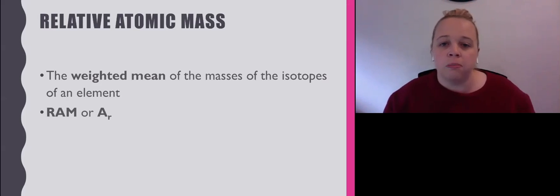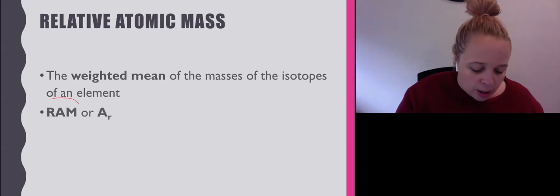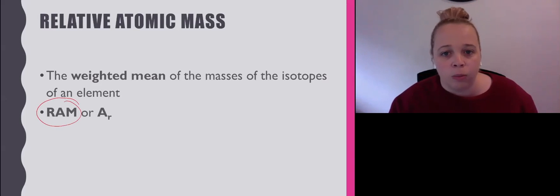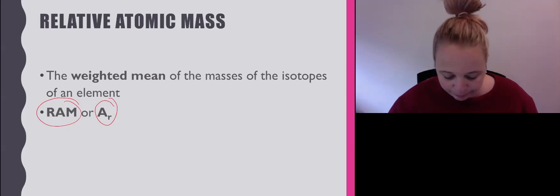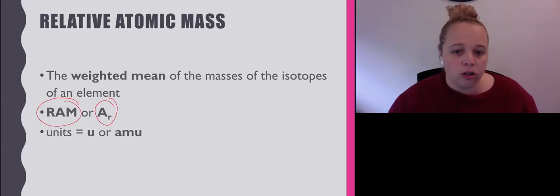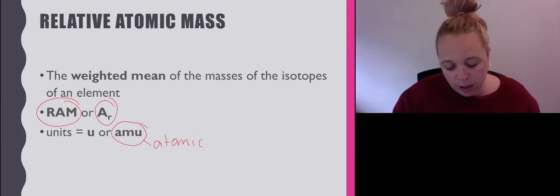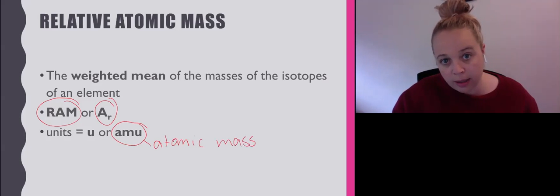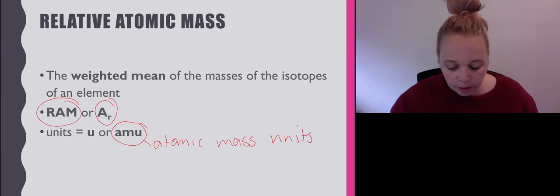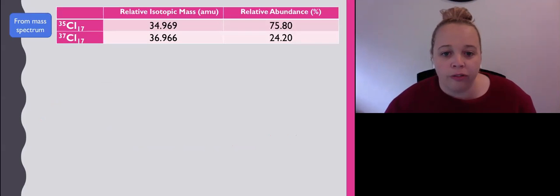So 2 symbols for this. You will see relative atomic mass as RAM, but you will also see it as an A with a subscript R. Now the units for this are just u or AMU. AMU stands for atomic mass units. Cool. Let's go on to our first example.